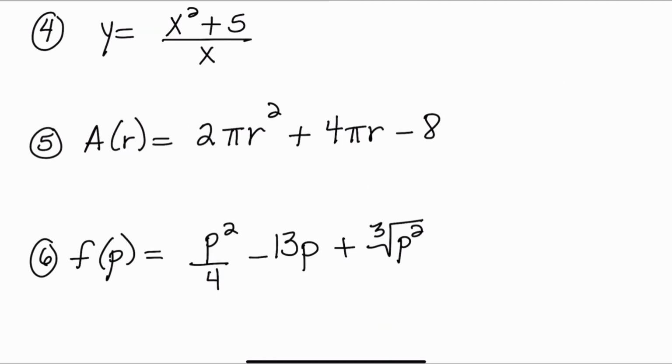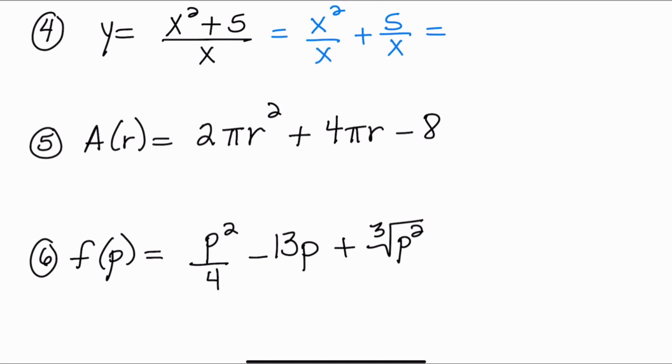All right, so let's go ahead and tackle question number 4. y equals x squared plus 5 all over x. One of the things that I can do here is separate this first so that I end up with x squared over x plus 5 over x. So here we have x squared over x, and by the rules of exponents, I'm just going to subtract.